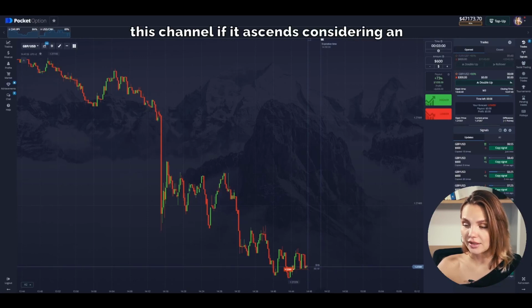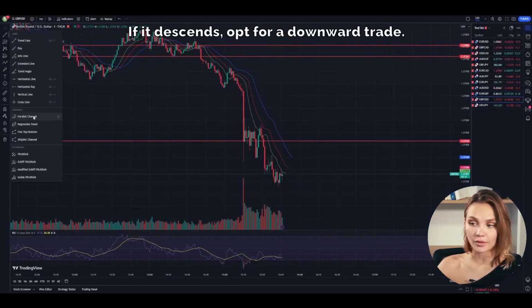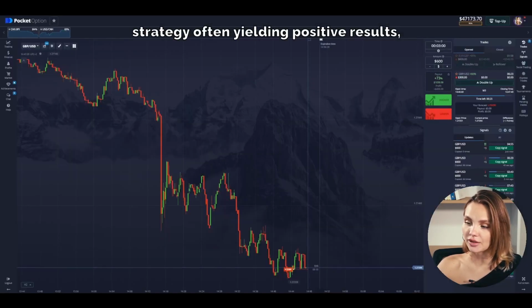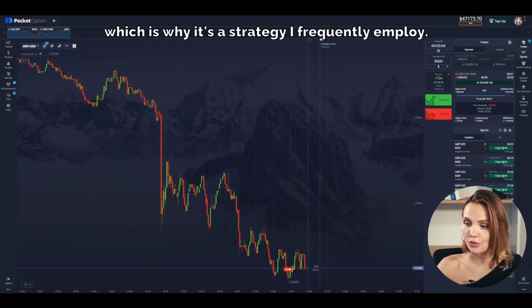Then wait for the price's departure from this channel. If it ascends, consider an upward trade. If it descends, opt for a downward trade. This represents a straightforward trading strategy, often yielding positive results, which is why it's a strategy I frequently employ.